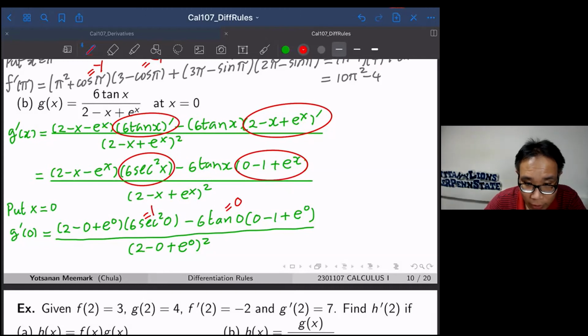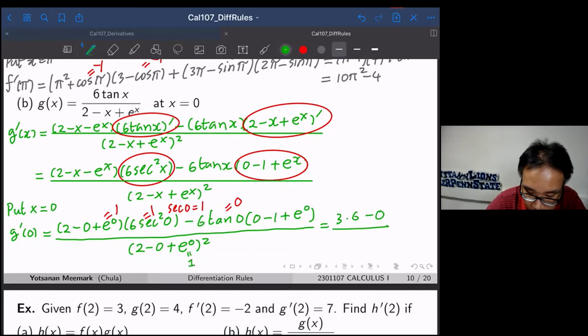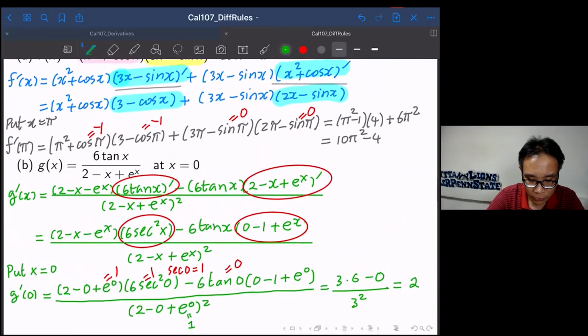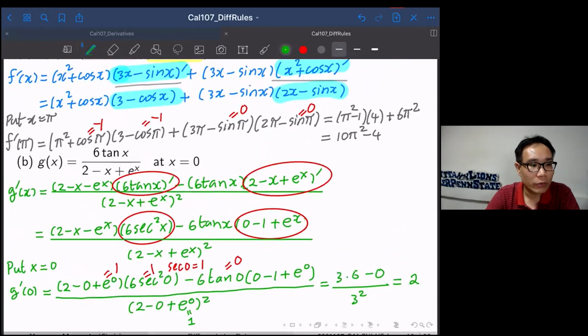You have secant 0 equal to 1, so this term turned out to be 1. And you have e^0 equal to 1. So in this case, this will be 3 times 6 minus 0, and the bottom turned out to be 3 squared. So the derivative is equal to 2. This will be your final answer for this derivative.